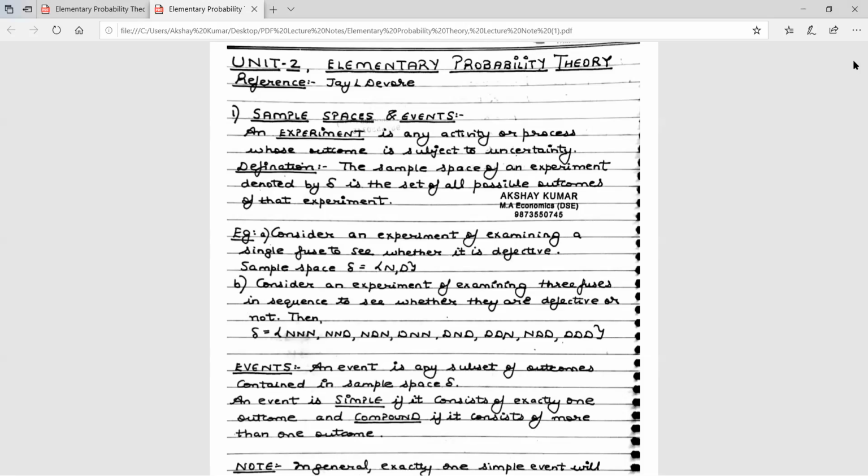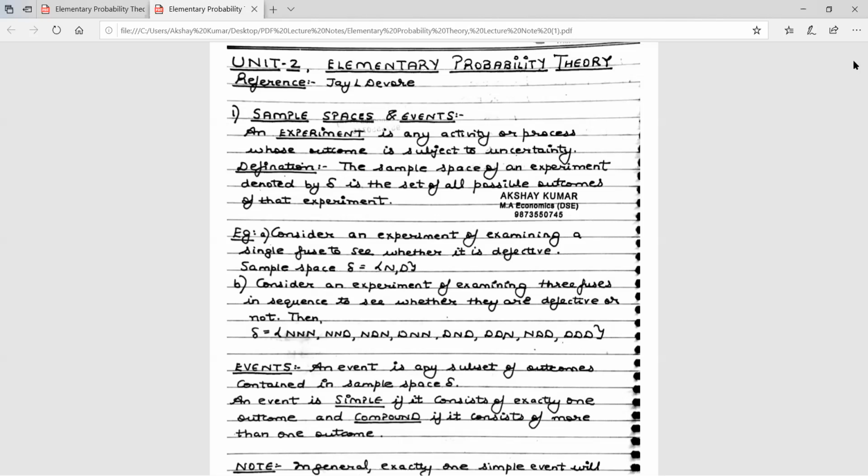For example, you can see on your screens, suppose we conduct an experiment of examining whether a single fuse is defective. Suppose you want to see whether a single fuse is defective or not. So my sample space delta will be the set of two outcomes, either defective, which stands for D, or not defective, which stands for N. So my sample space will be the set of N comma D.